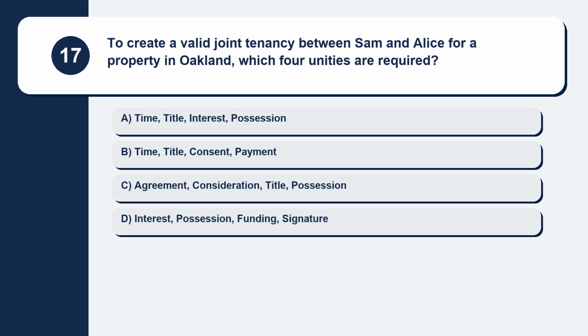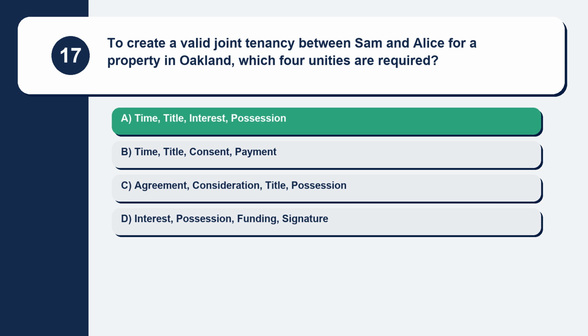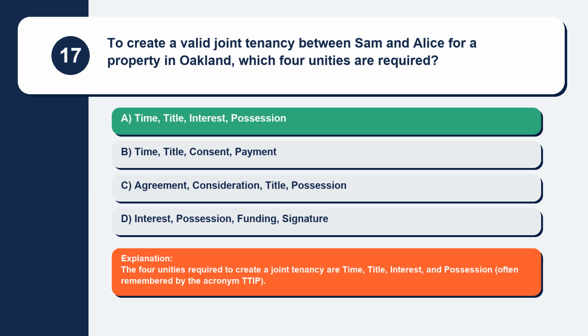Question 17. To create a valid joint tenancy between Sam and Alice for a property in Oakland, which 4 unities are required? Here are your options. Option A, time, title, interest, possession. Option B, time, title, consent, payment. Option C, agreement, consideration, title, possession. Option D, interest, possession, funding, signature. The correct answer is option A, time, title, interest, possession. Explanation: the four unities required to create a joint tenancy are time, title, interest, and possession, often remembered by the acronym TTIP.